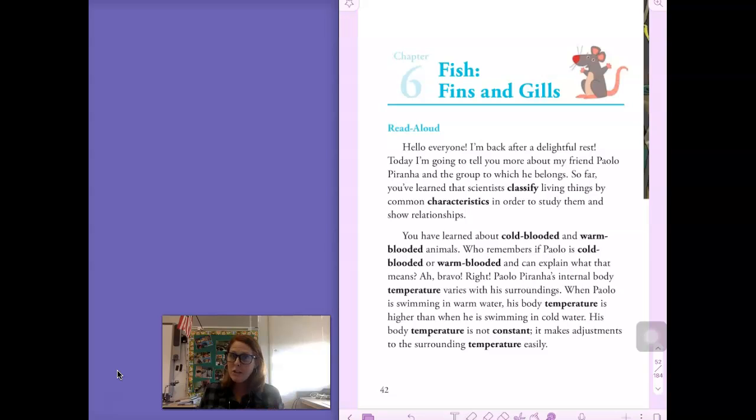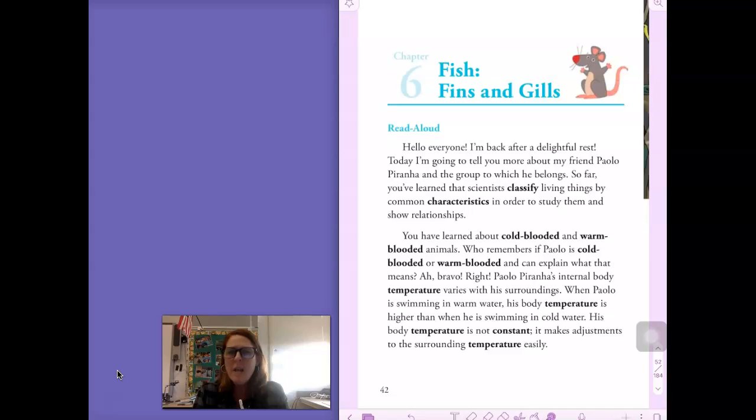Chapter 6, Fish, Fins, and Gills. Read aloud. Hello everyone, I'm back after a delightful rest. Today I'm going to tell you more about my friend Paolo Piranha and the group to which he belongs. So far, you've learned that scientists classify living things by common characteristics in order to study them and show relationships. You have learned about cold-blooded and warm-blooded animals. Who remembers if Paolo is cold-blooded or warm-blooded and can explain what that means?